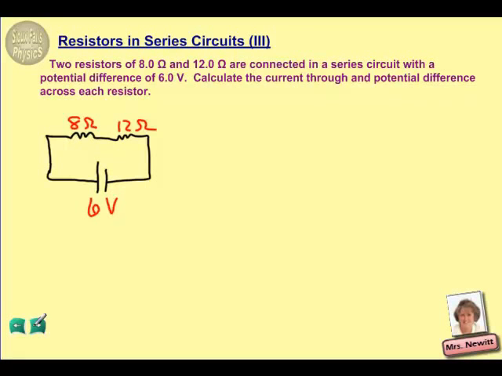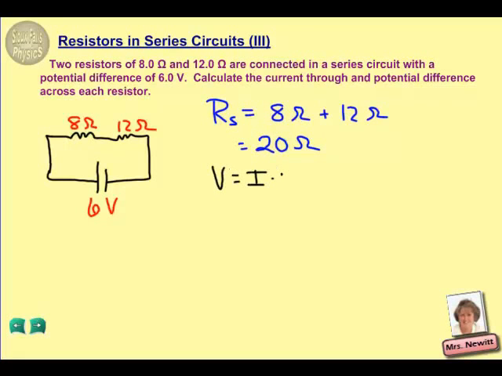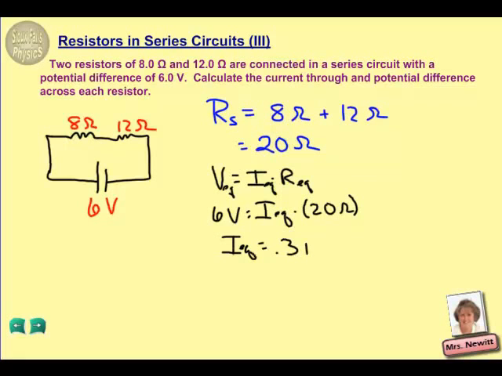Well, it doesn't tell us to do this, but before we can determine current, we need to determine the overall resistance. So in the series circuit, those are simply added together. So we have 8 ohms and 12 ohms for a total of 20 ohms for the circuit. Then we can apply Ohm's law to the entire circuit with our 6 volts as the voltage and our 20 ohms as the resistance, and calculate the equivalent current, which is 0.3 amps.